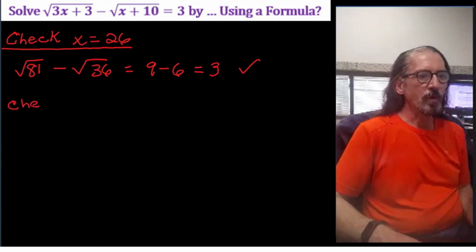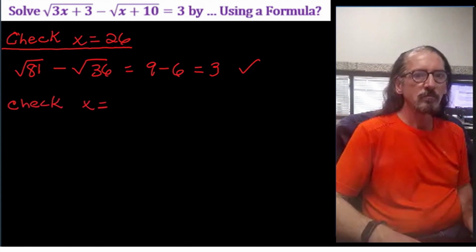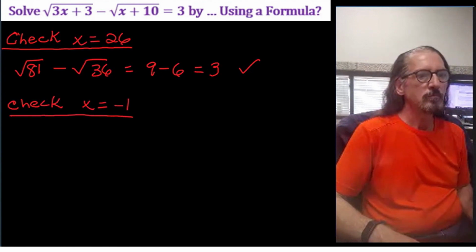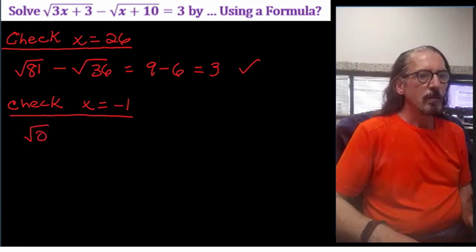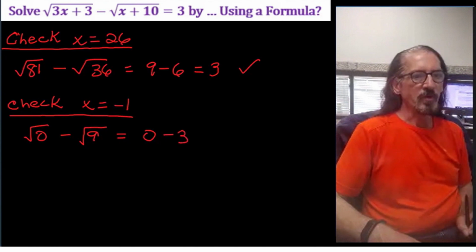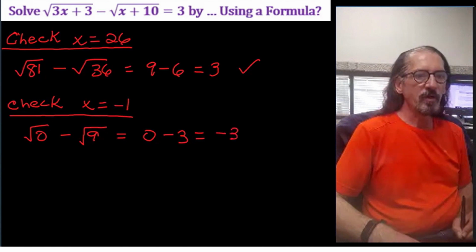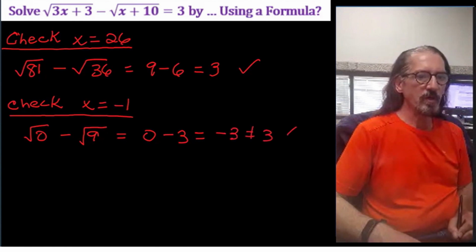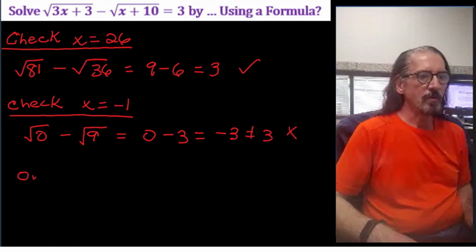Checking x equals negative 1. Three times negative 1 is negative 3. Negative 3 plus 3 is 0. Negative 1 plus 10 is 9. So square root of 0 is 0. Square root of 9 is 3. If we had been adding 0 plus 3, then we would get this to check. But negative 3 does not equal positive 3. So our only solution is x equals 26.